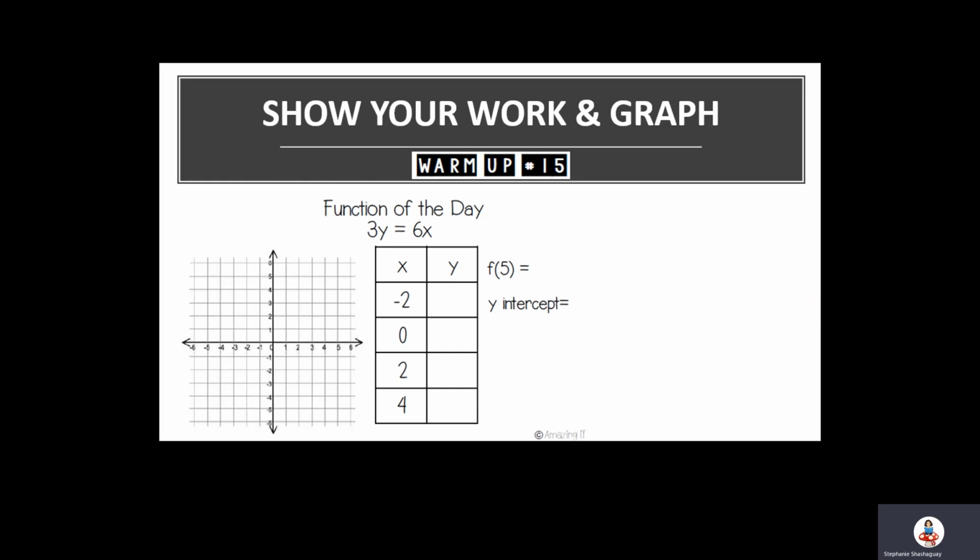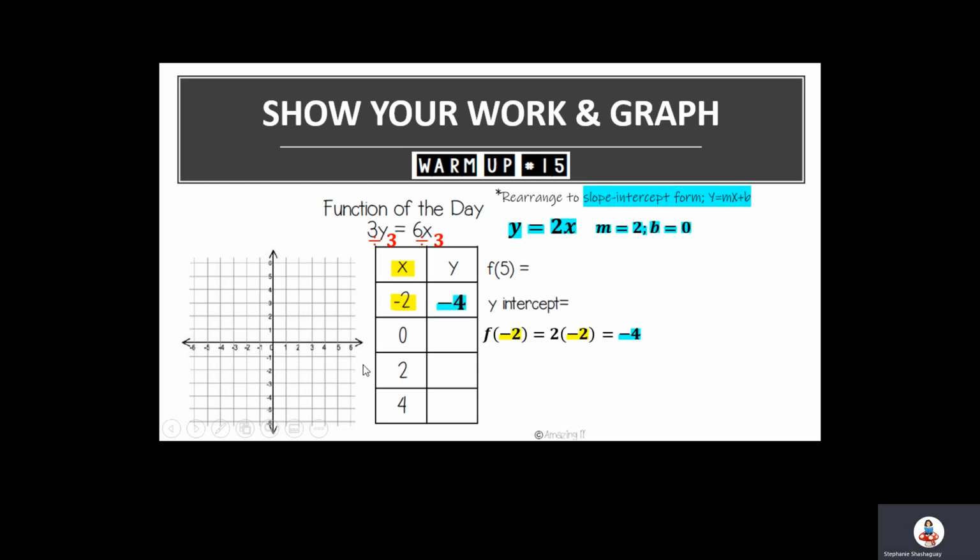Moving on to our function of the day, we have 3y is equal to 6x. So I need to rearrange to slope-intercept form, which is y equals mx plus b. So that means I just have to divide by 3 on both sides, and y is equal to 2x. Well, if y is equal to 2 times x, it's going to be pretty easy for me to figure out what my x and y values are, because negative 2 times 2 is negative 4. I fill in my table, mark my point on my graph.